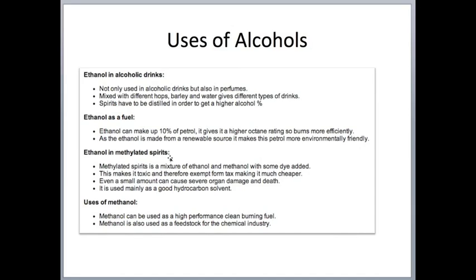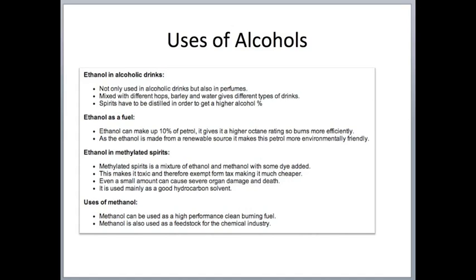But because of this it makes it toxic, and therefore it's exempt from tax. Therefore it's much cheaper. However, it's very dangerous, and even a small amount can cause severe organ damage and even death. And it's mostly used as a good hydrocarbon solvent. What about methanol? Well, methanol can be used as a high-performance clean burning fuel, and also it is often used in feedstock for the chemical industry.